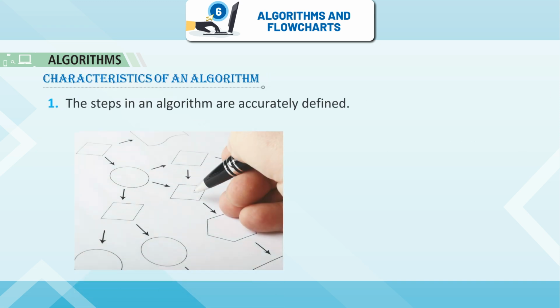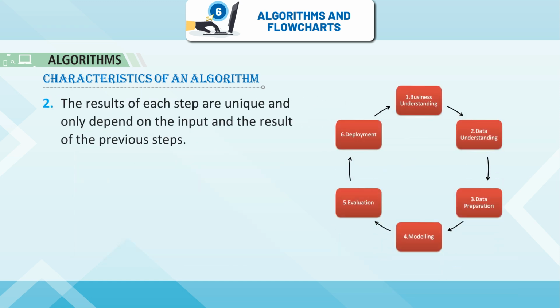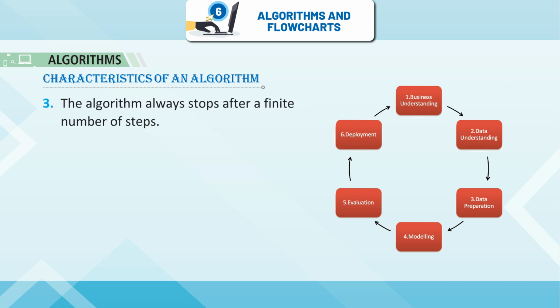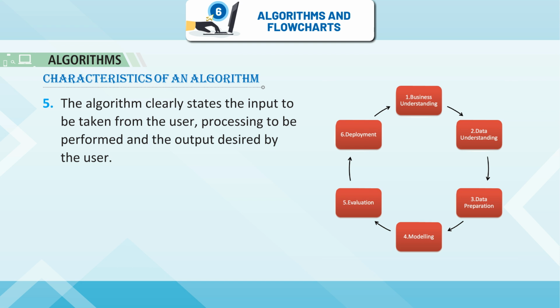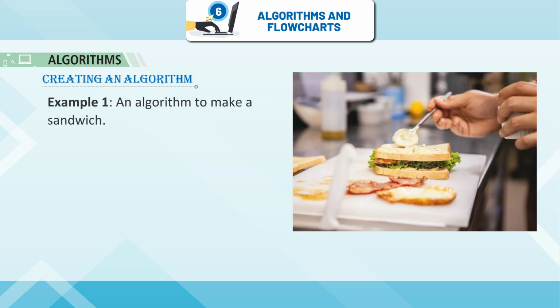Characteristics of an algorithm. 1. The steps in an algorithm are accurately defined. 2. The results of each step are unique and only depend on the input and the result of the previous steps. 3. The algorithm always stops after a finite number of steps. 4. The algorithm receives some input and then gives the output. 5. The algorithm clearly states the input to be taken from the user, processing to be performed, and the output desired by the user.